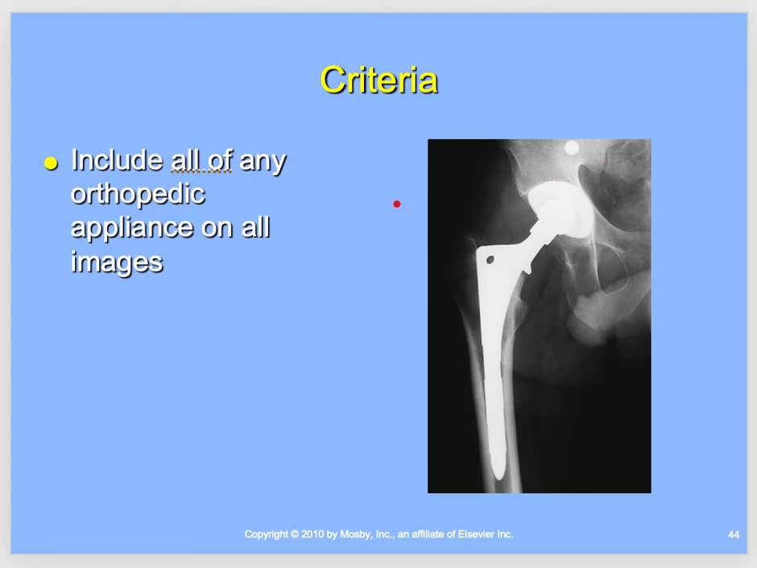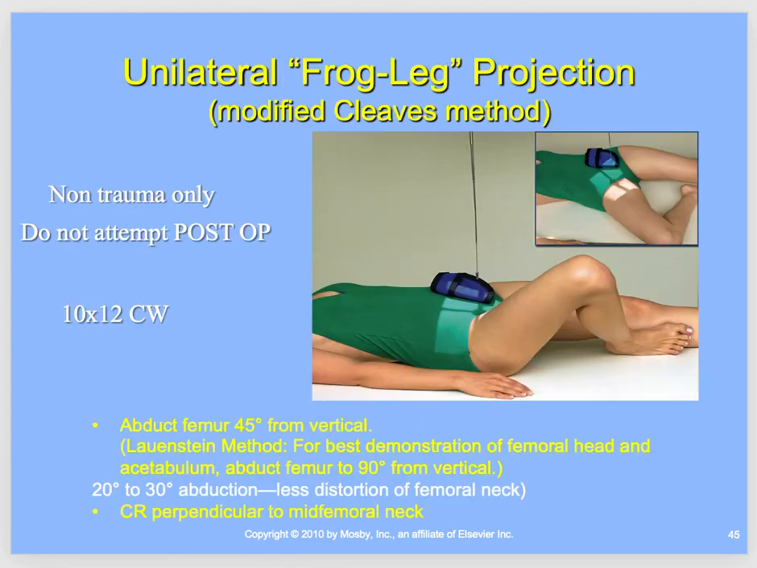So if you have a prosthesis, include all or any of the orthopedic appliance. So if your image had clipped here, what you're going to do is just move your central ray down so you find the end of that prosthesis. You need to include all of it, even if it requires an extra image.